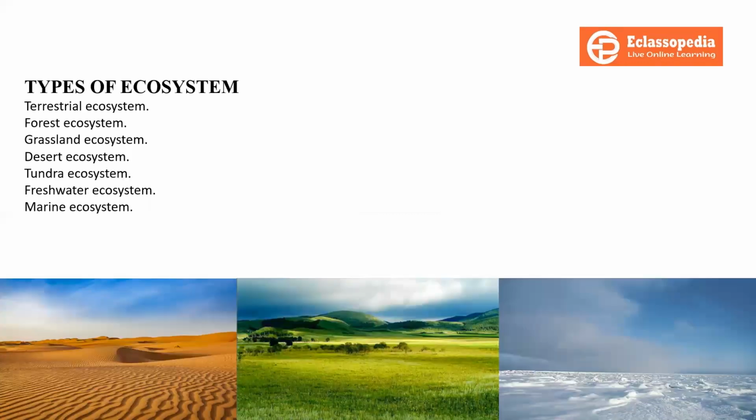Now here we have the types of ecosystem. So there are different types of ecosystem. First of all, we have the terrestrial ecosystem. Terrestrial ecosystem represents land: forest ecosystem for plants and animals, grassland ecosystem for vegetation, desert ecosystem, where there is very little rainfall. Tundra ecosystems are devoid of trees, and freshwater ecosystem supports aquatic life. Marine ecosystems, we can say, include seas and oceans.